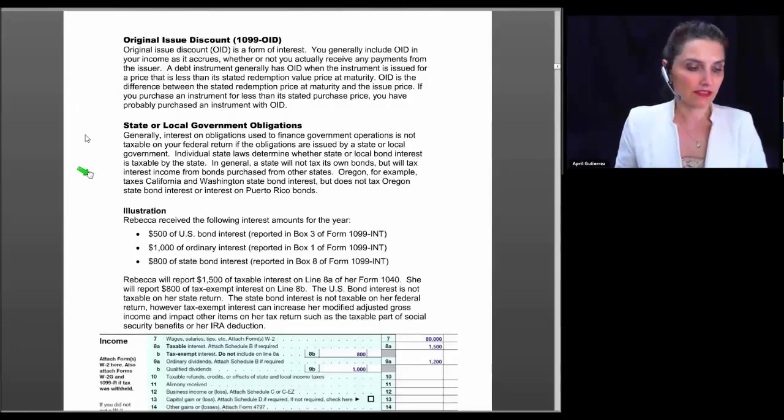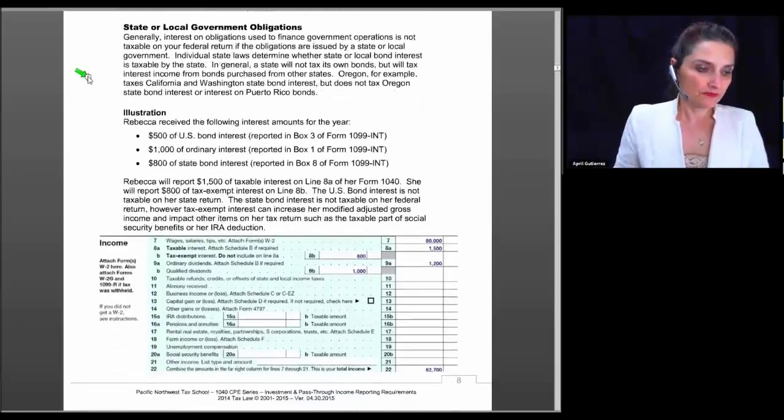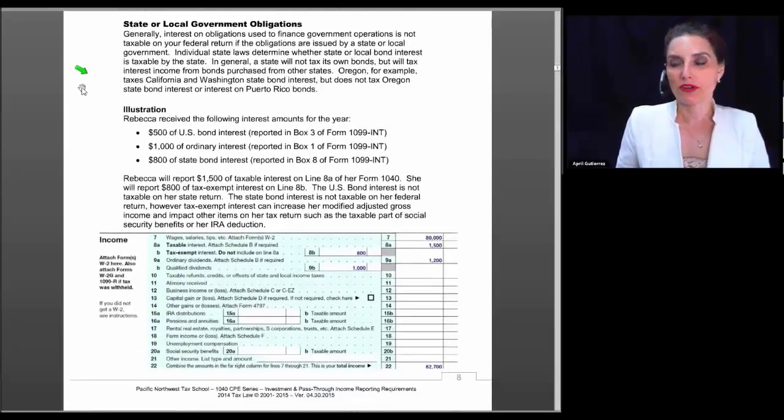OID on it. Now, OID typically is going to be reported on your tax return in the year you redeem it. But again, if it's one of the ones that you decide to report as you're accruing it, then you might actually claim a discount for original issue discount at the time you receive the money. But again, most people who purchase original issue discount bonds will report the interest when they receive it.